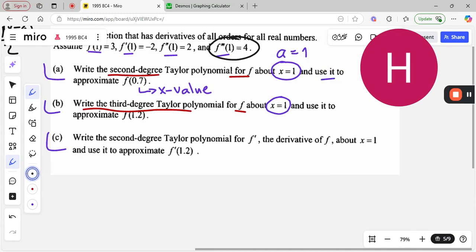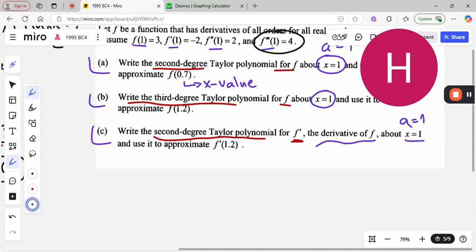Okay. Part C. Write the second degree Taylor polynomial. Wait, didn't we just do that? Nope. For f prime, the derivative of f. They even said that. Very nice of them to clarify that. About the point x equals 1. So this is the a again. But it's not going to be the exact same equation. And use it to approximate f prime of 1.2.